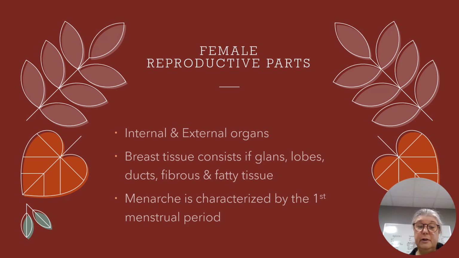Anatomy of the female reproductive system includes external and internal reproductive organs. So does the male, right? There's all this related to all of that. Female breast tissue consists of glands, lobes, ducts, and fibrous and fatty tissue.